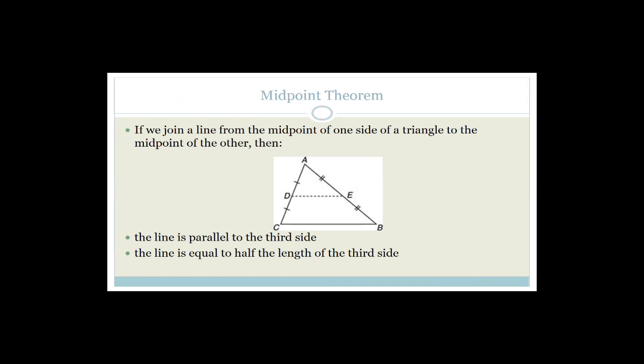So what we say is that if we've got a triangle ABC, and we draw a line from the midpoint of one side. So we find the midpoint of AC and we call it D, and we find the midpoint of AB and we call it E, and then we join them. So we draw a line from the midpoint of that side to the midpoint of that side. Then this happens: this line will be parallel to that line and it'll equal half the length. So if this is x long, this is going to be 2x long.